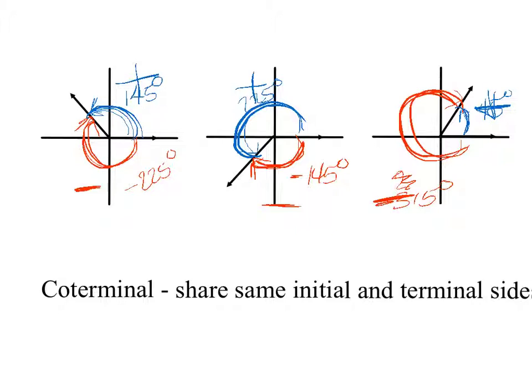And so then the next vocabulary word we need to look at is coterminal. Coterminal means they share the same initial and same terminal sides. So for each of these, I start at the same spot and I end at the same spot. So these angles are considered to be coterminal. Even though I totally messed up on what numbers they are, they're considered to be coterminal.